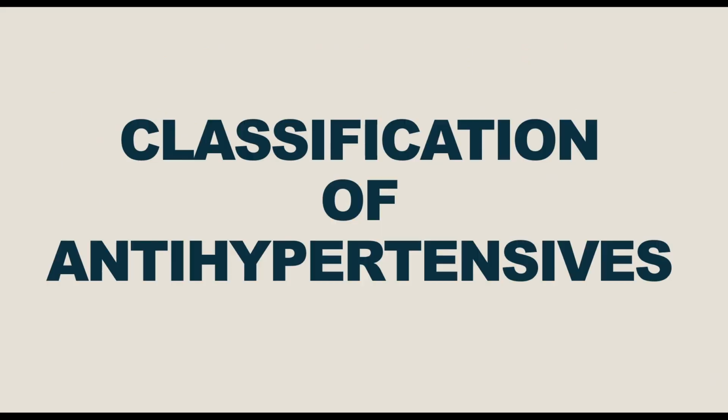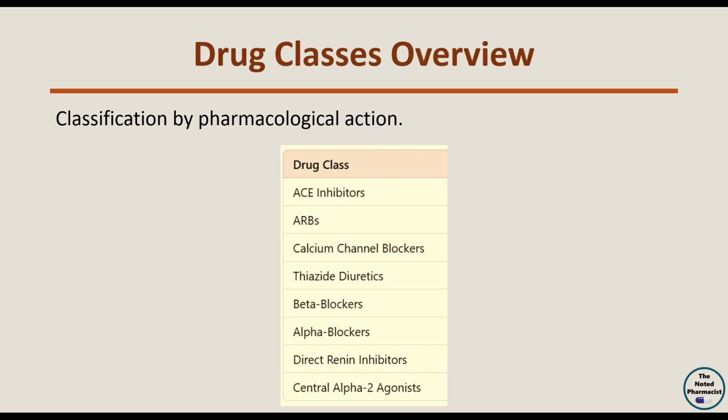Antihypertensives classification. The management of hypertension involves a variety of pharmacological agents classified based on their mechanisms of action. The major drug classes include angiotensin-converting enzyme (ACE) inhibitors, angiotensin II receptor blockers (ARBs), calcium channel blockers (CCBs), thiazide diuretics, beta blockers, alpha blockers, direct renin inhibitors, and central alpha-2 agonists.